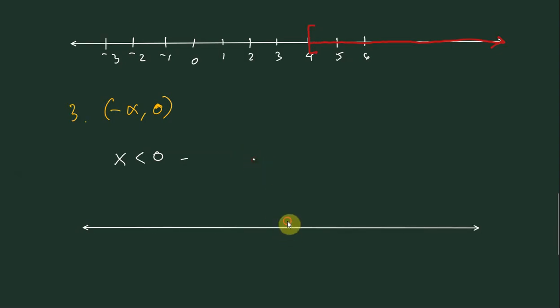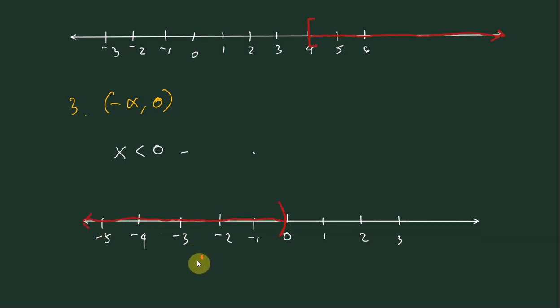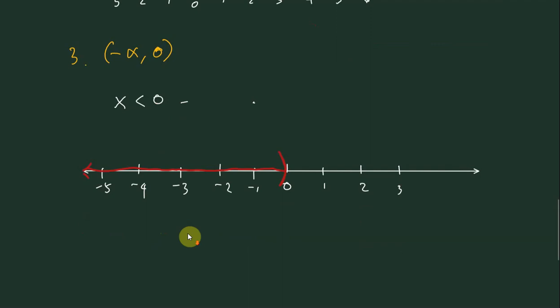Up here, 0, -1, -2, -3, 1, 2, 3, 4, 5. So here we put a parenthesis at 0 because it does not include 0. It goes all the way to negative infinity. Okay, so that is our graph for this particular item.